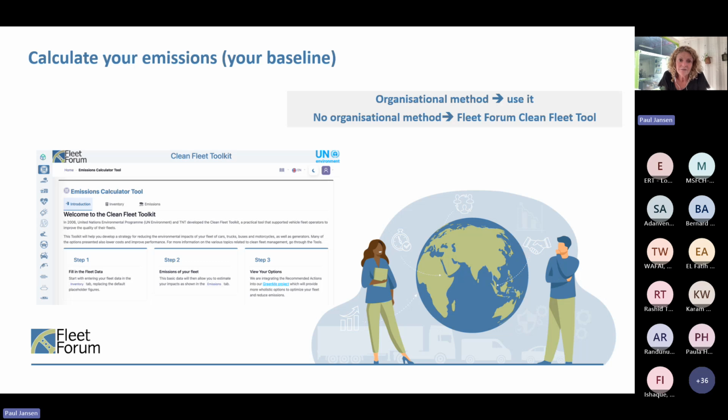What was agreed by the Fleet Forum member organizations is to use the Fleet Forum Clean Fleet Toolkit. That one can be found on our knowledge platform. We can also share the link when we send the link to the recording of this webinar later on. Use that because you only need limited information: the number of kilometers driven per vehicle type and the liters of fuel used per vehicle type, and then you will get insight into the emissions that your organization or your fleet is producing. So these are the two suggestions that we have.